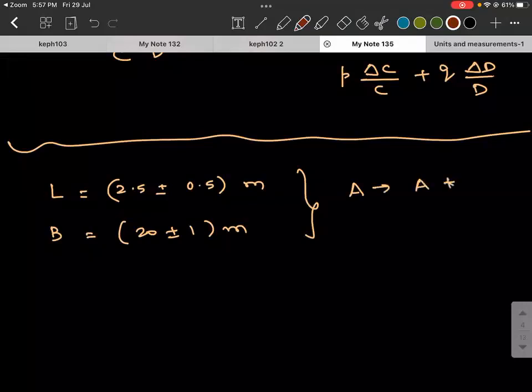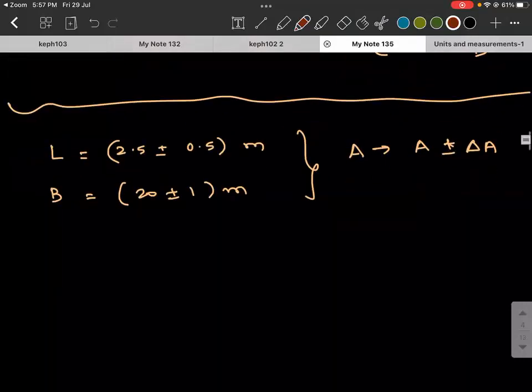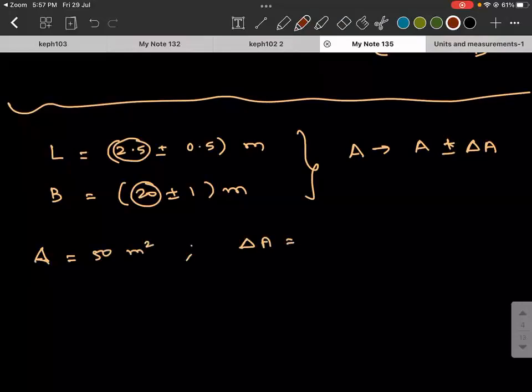So area is written as A plus or minus delta A. That is a measured value of A, correct? So I have absolute values here. So what am I supposed to do? You tell me. Area will be equal to 2.5 into 20. How much is that? 100? Correct? 50. So 5 by 2 into 20. That is 50, no? 50 meters square. Delta A is how much? 0.5 into 1, which is going to give me 0.5 meters square. So what is going to be the measured value? 50 plus or minus 0.5 meters square.